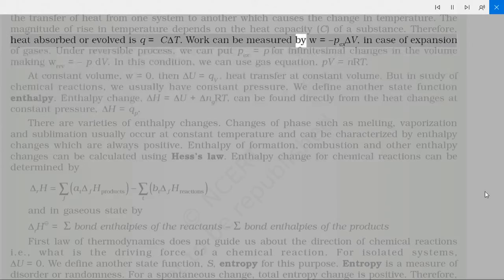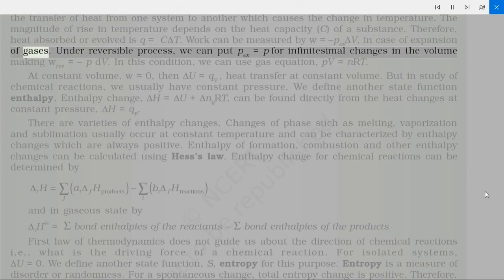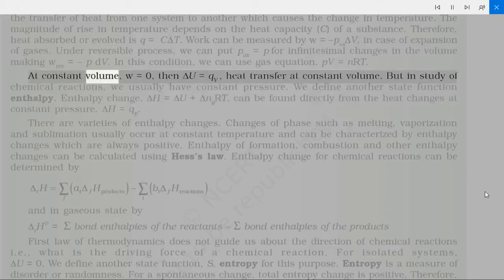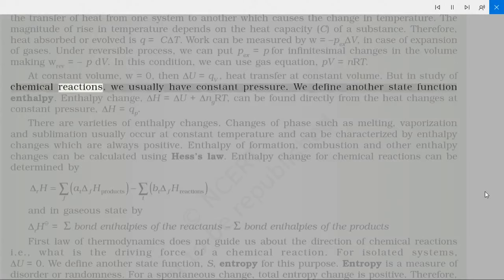Work can be measured by w = -p_ex ΔV in case of expansion of gases. Under a reversible process, we can put p_ex = p for infinitesimal changes in the volume, making w_rev = -∫p dV. In this condition, we can use the gas equation, pV = nRT. At constant volume, w is equal to 0, then ΔU = q_V, heat transfer at constant volume. But in the study of chemical reactions, we usually have constant pressure.